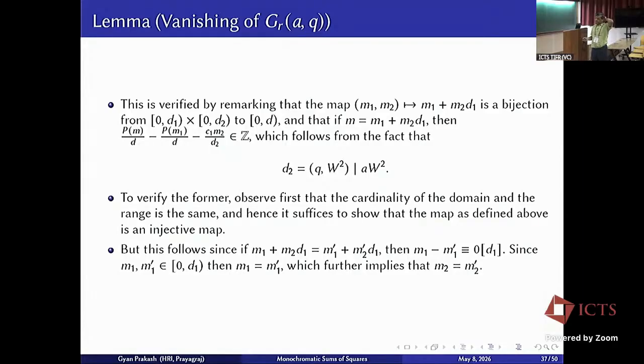And that is because if they are the same, then M1 minus M1 prime will be congruent to 0 mod D1, and M1 is lying in the interval [0, D1). That means M1 is equal to M1 prime, which will show that this is also injective.